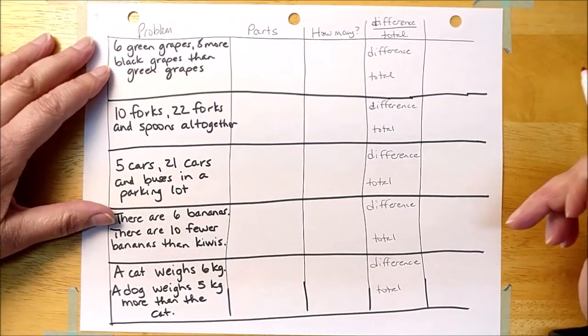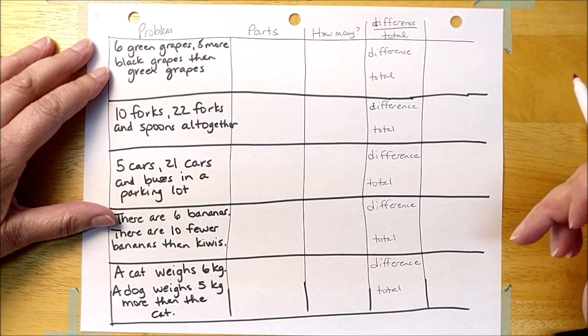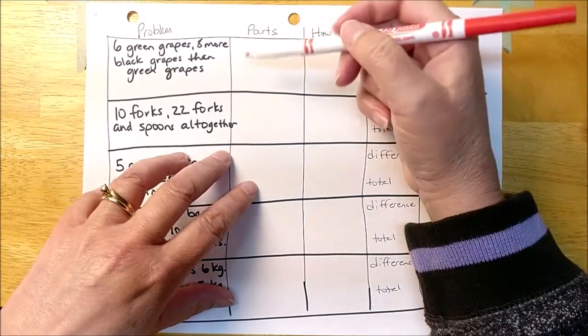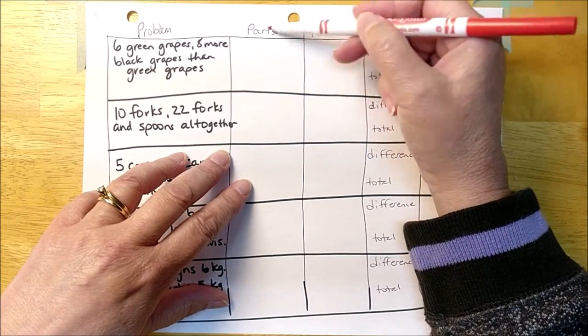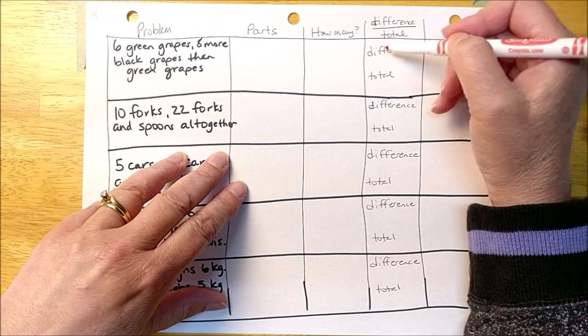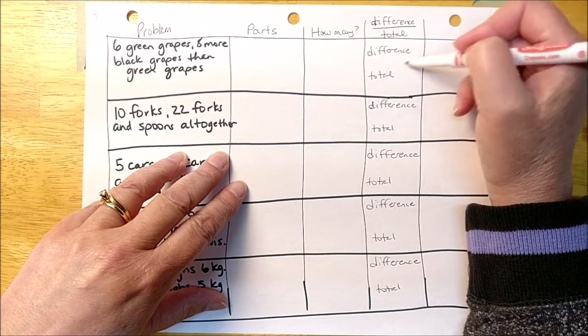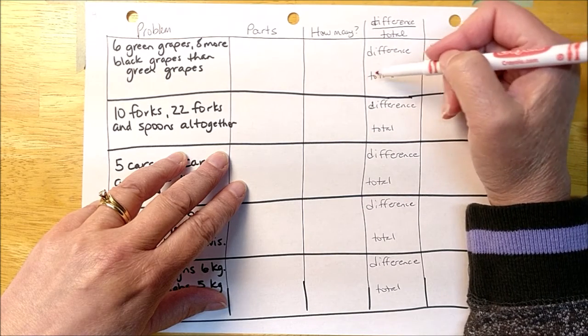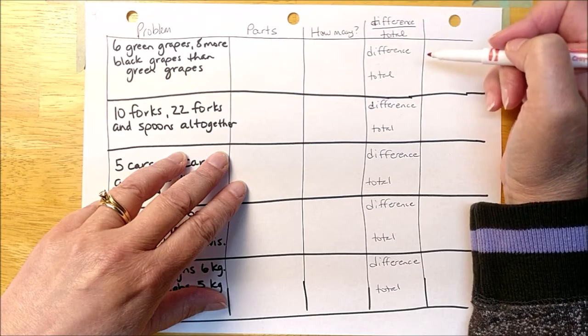So here is part 2 of story problems, word problems. In this, we need to decide what are our parts, how many of them do we have, and then we have to decide, are we going to be looking for a difference, what we did on Wednesday and Thursday? Or are we looking for a total, what we did on Monday and Tuesday?